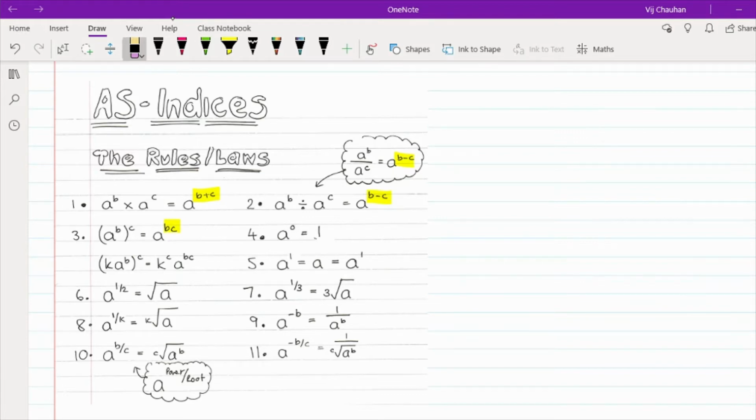Moving on to law number 6, anything to the power of a half is the square root of that base. Anything to the power of a third is the cube root of that base. Anything to the power of 1 over k, obviously at A-level, at GCSE the denominator used to be 2 or 3, but when you get to A-level it could be absolutely anything. So if you did have a value of 1 over k, then it would just be the k-th root of that base number.